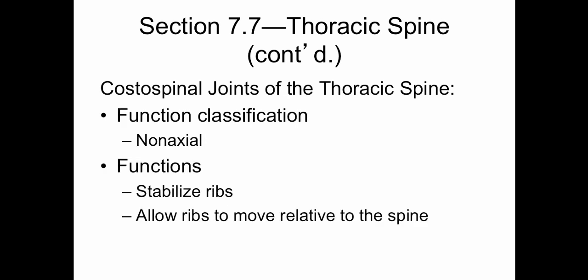The costospinal joints are non-axial and allow gliding. They stabilize the ribs by giving them a posterior attachment to the spine, and they allow the ribs to move relative to the spine. The thoracic spine is far less mobile than the cervical and lumbar regions of the spine. Since the thoracic spine is less mobile, it is also more stable, meaning that it gets injured less often than the other regions of the spine. The presence of the rib cage in this region is the primary reason for the lack of mobility of the thoracic spine.